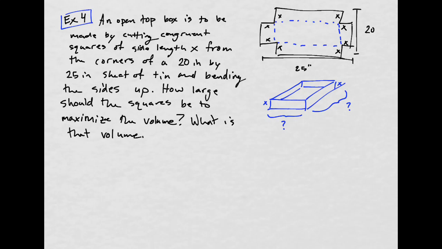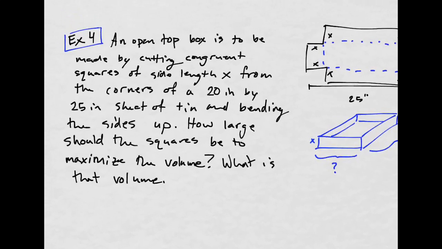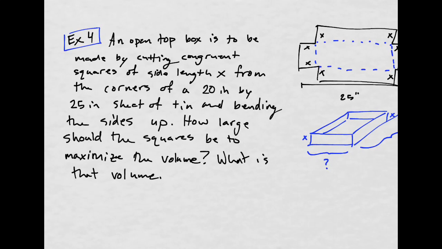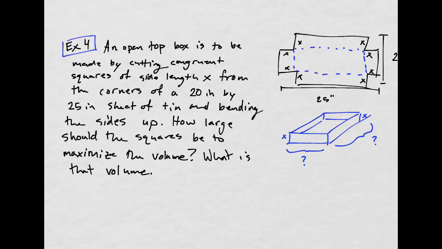So let's look at this one over here. An open top box is to be made by cutting congruent squares of side length x from the corners of a 20-inch by 25-inch sheet of tin and bending the sides up. How large should the squares be to maximize the volume? What is that volume? That's supposed to be a question mark right there.